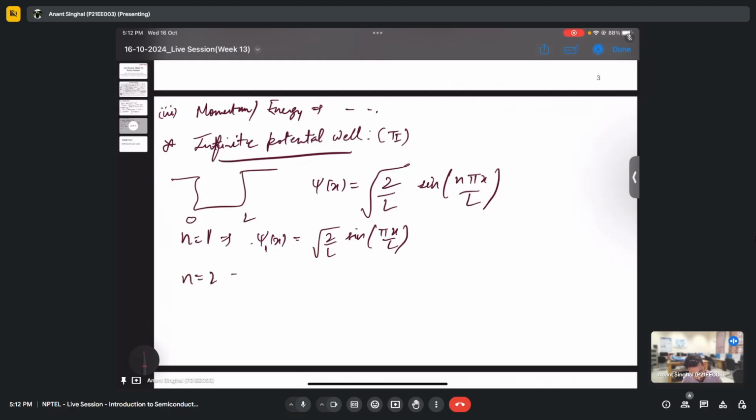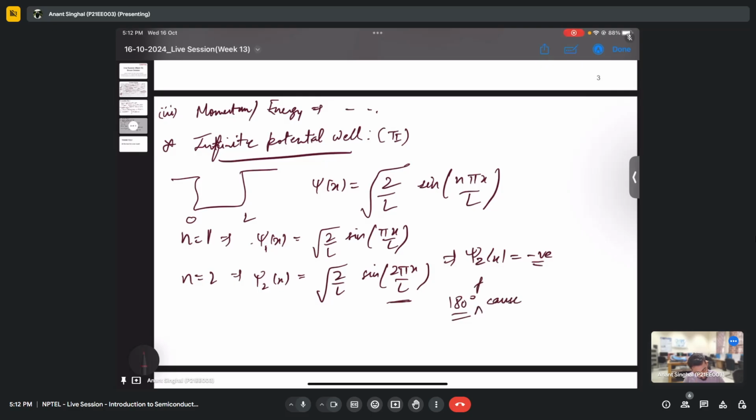And if I talk now about n equals 2, it is root 2 by L sine 2 pi x by L. You can see that for certain values of x, psi 2 is negative. This is only because of the interference of the different wave functions. We can have constructive or destructive interference, and we can have a phase change. You can see we have a 180-degree phase change that can cause the wave function to be negative.